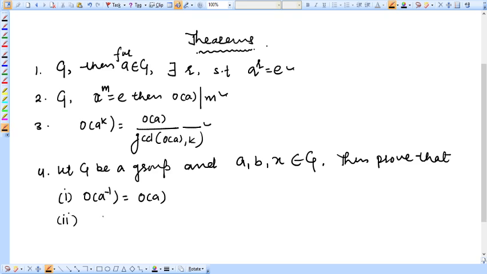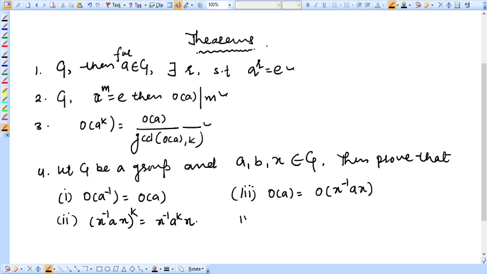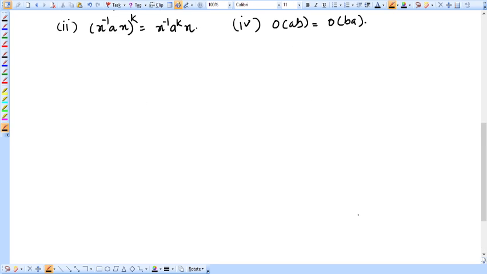Secondly, X inverse A into X power K is equal to X inverse A power K X. Third, order of A is equal to order of X inverse A X. And fourth, order of A is equal to order of B times A. So one by one we are going to prove this.